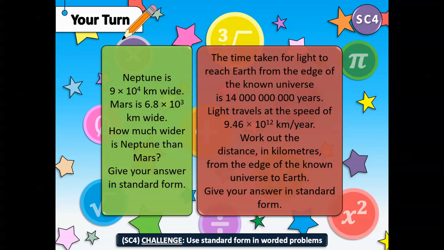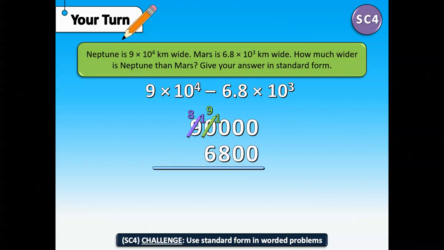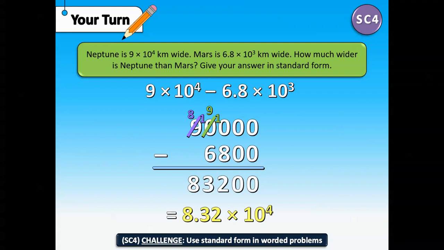Here are your answers. So for the green question, we need to subtract the numbers. So we convert them both into ordinary numbers, and we subtract them. So 0 take away 0 is 0. 0 take away 0 is 0. 10 take away 8 is 2. 9 take away 6 is 3. And 8 take away nothing is 8. We then put our number back into standard form. So our answer is 8.32 times 10 to the 4.